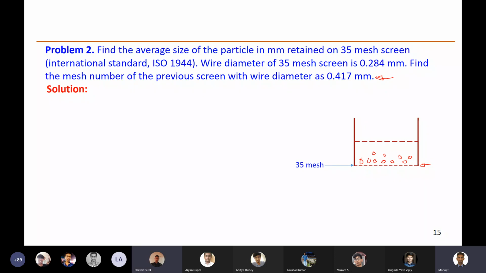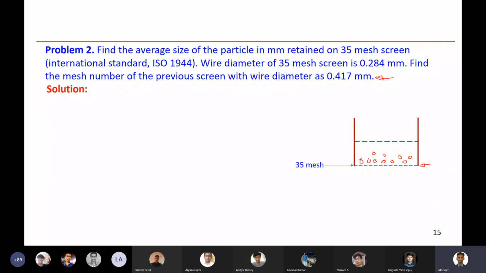Area is double. If you go to the upper screen, the area will be double. So the length will be √2 times of the aperture. Aperture is the length, it's not the area. Yes, absolutely. Your approach is correct.